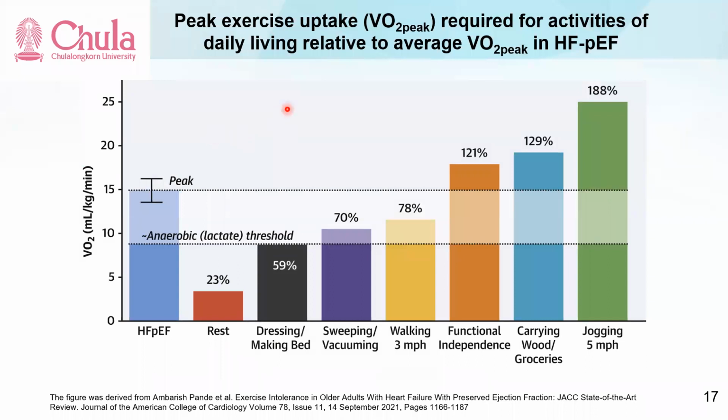The evidence of exercise intolerance in patients with heart failure with preserved ejection fraction is shown in this figure. You can see that the average peak oxygen consumption is around 15 milliliters per kilogram per minute, which is below the normal range. In addition, many activities of daily living such as dressing, making the bed, or walking that are trivial for healthy adults to perform require near maximum effort for patients with heart failure with preserved ejection fraction.